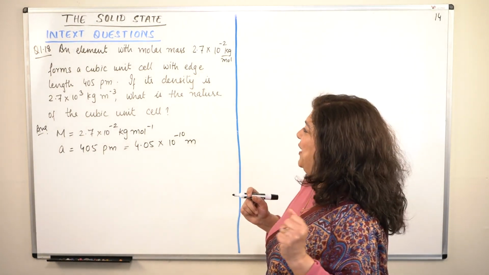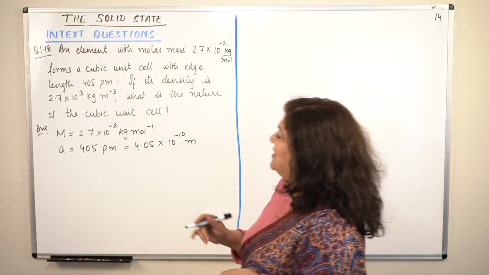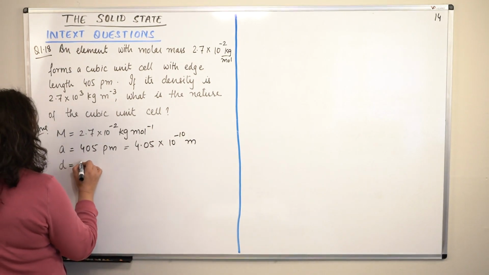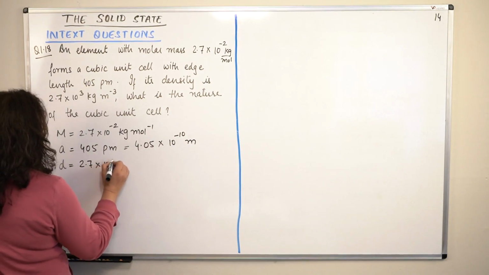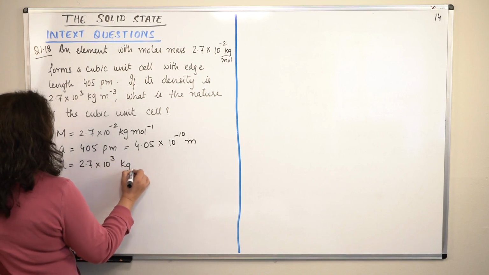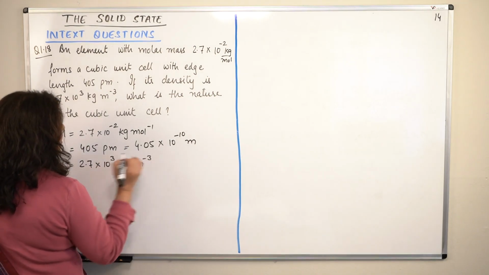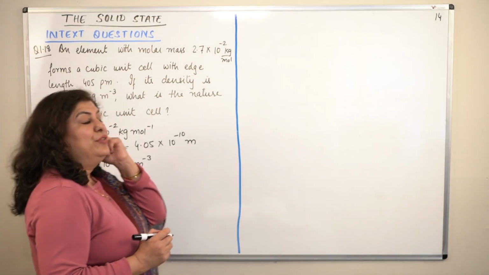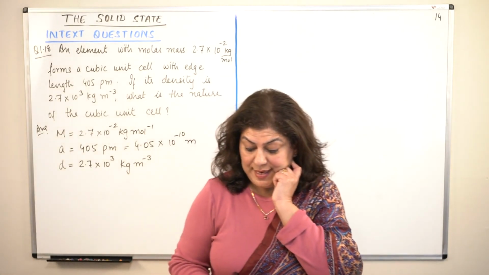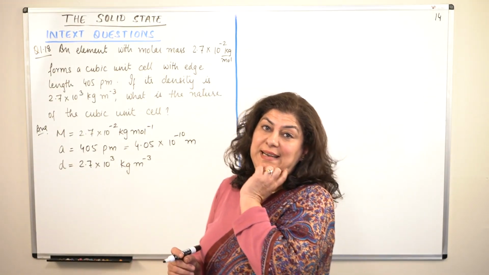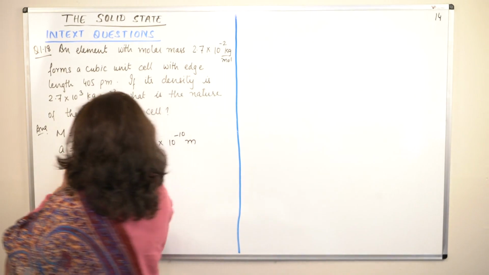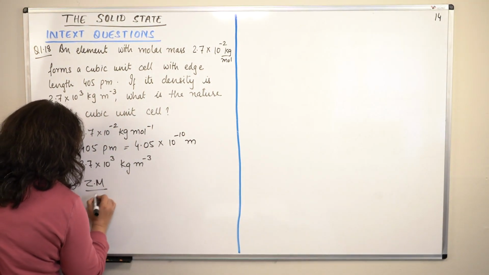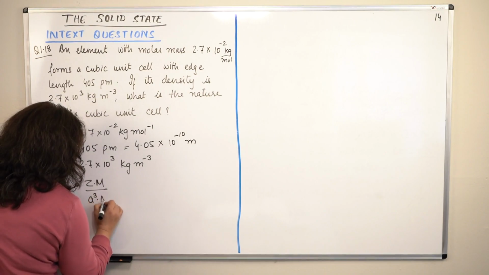So if its density is D, density is 2.7 into 10 to the power 3 kg per meter cube. Right? What is the nature of the cubic unit cell? We know that density D is equal to Z M over a cube Na. Remember?